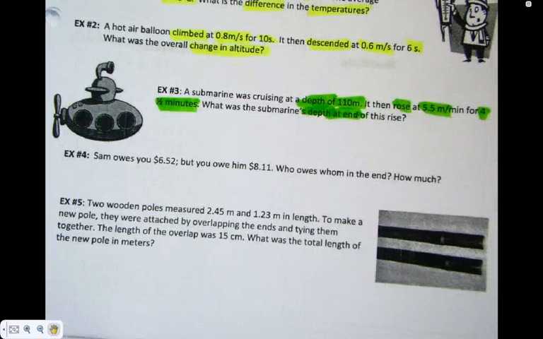Close your eyes. Close them. Take a little 30-second nap. Depth of 110 meters. Rose 5.5 meters per minute for 4.5 minutes. Depth at the end. Did we get all the key information? Okay, let's solve it.